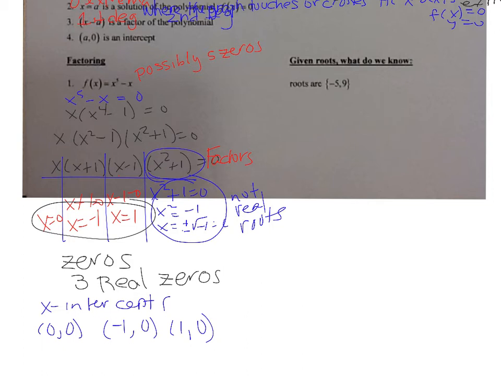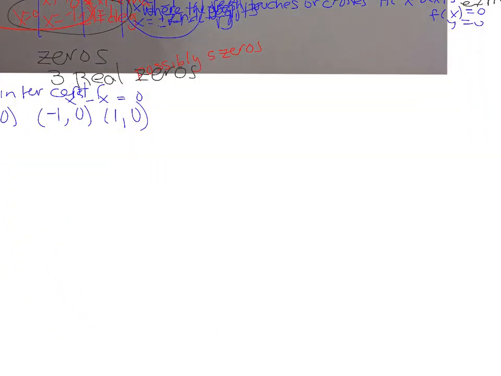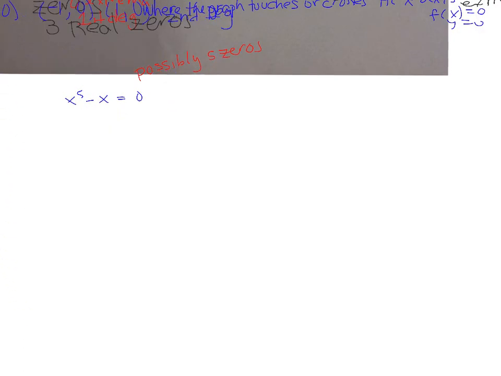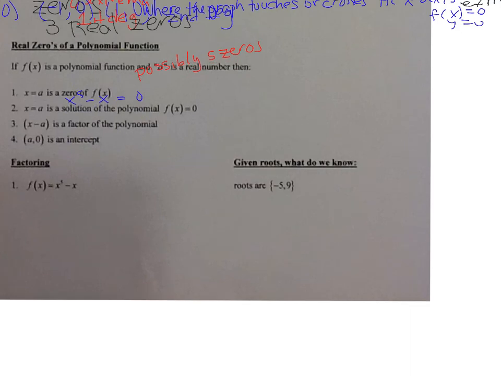Okay, so now over here on the right, if you're just giving the roots, negative 5 and 9. So I'm giving you this here. So this is what I know, that number 1, I'm going to move all this stuff out of the way actually. All right, so one of the things I know is this. 1, x equals negative 5 and x equals 9 are zeros of f of x.